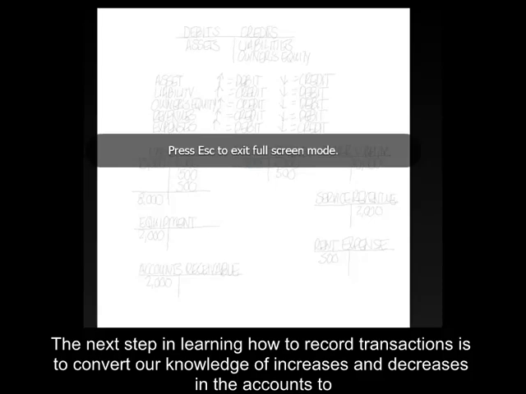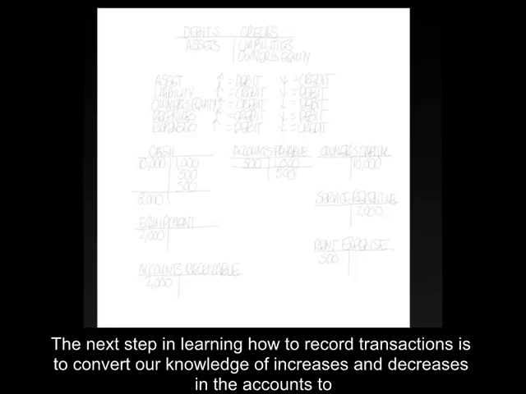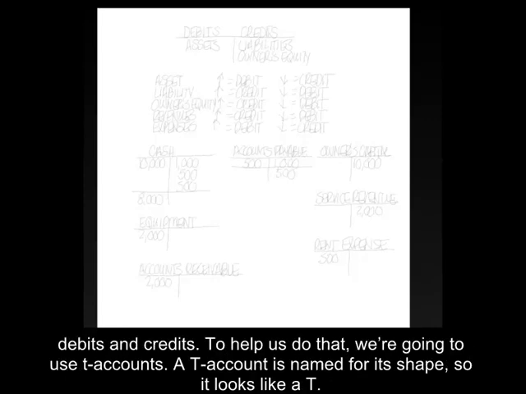The next step in learning how to record transactions is to convert our knowledge of increases and decreases in the accounts to debits and credits. To help us do that, we're going to use T accounts. A T account is named for its shape, so it looks like a T.